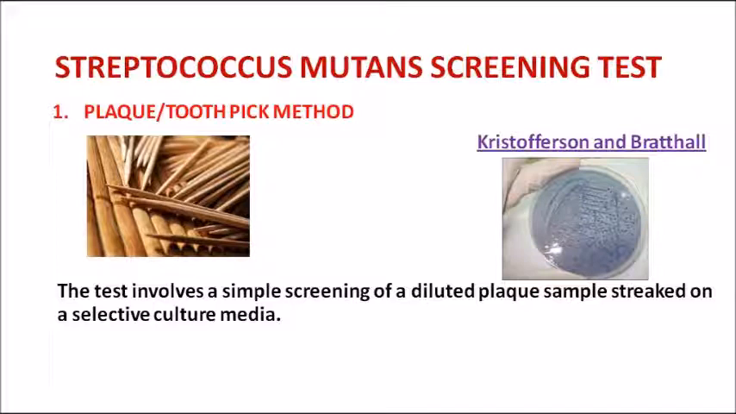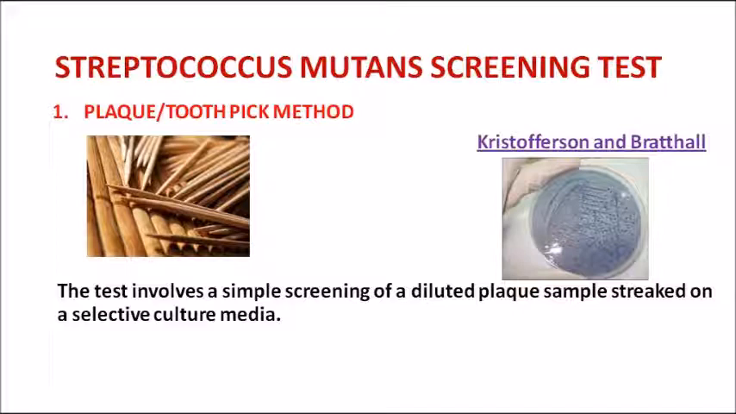The methods are the plaque or toothpick method and the tongue blade method. Two methods we are studying. Actually three methods: the toothpick method, that is the plaque method, the tongue blade method, and the dip slide method. This is basically for screening S mutans.